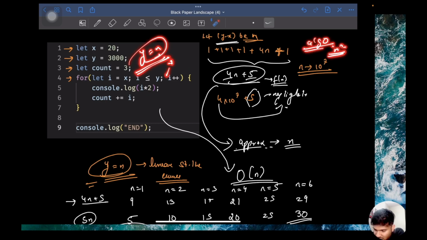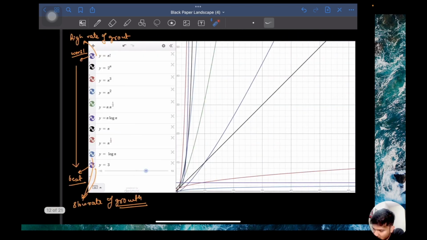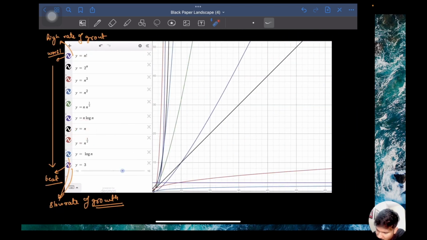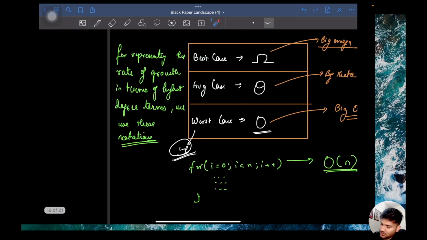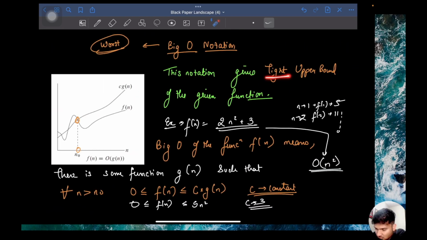So we'll say algorithm 1 is better because y is equal to n is better. We have seen y is equal to n is better than n square. So what I'm saying is that big O notation tells you a function which is the most comparable to you, or the closest to you, or the tightest upper bound, as close as you but still bigger than you. That's what big O notation is.